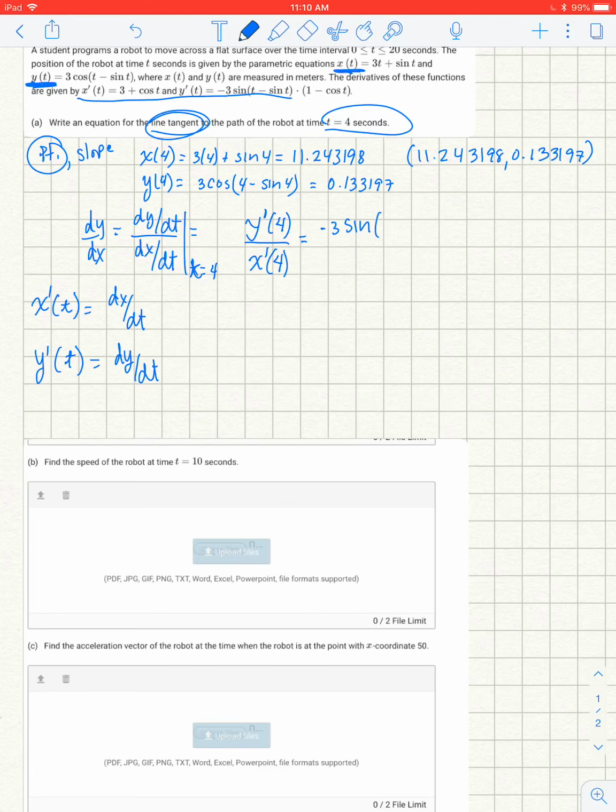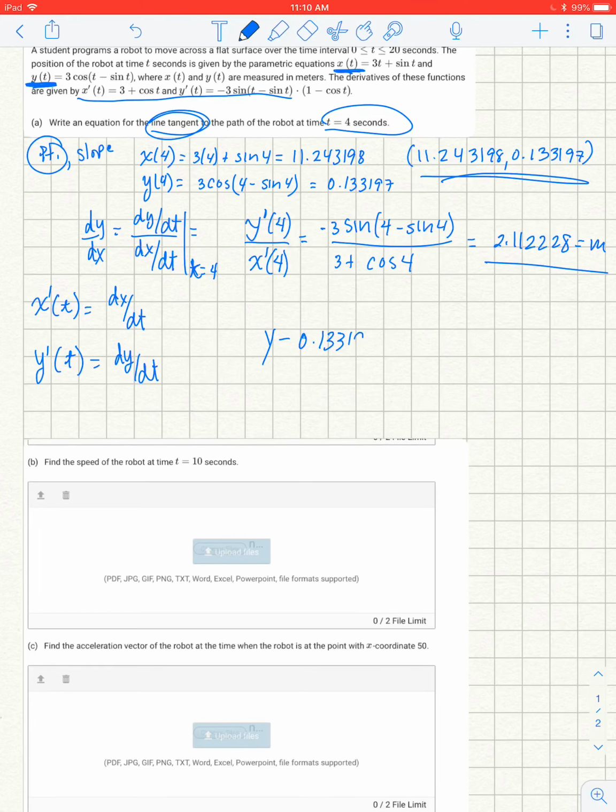So let's see, y prime's negative 3 sine 4 minus sine 4, all over, I'll plug it into the x prime, and I get 3 plus cosine 4. When I did that, I got 2.11228, and then that's our slope. So we have our slope, we have our point, and now point slope.